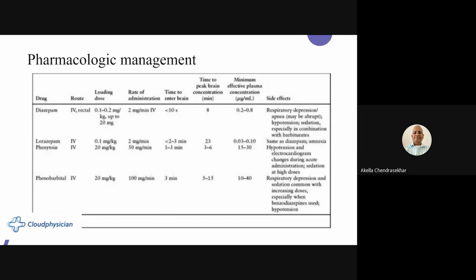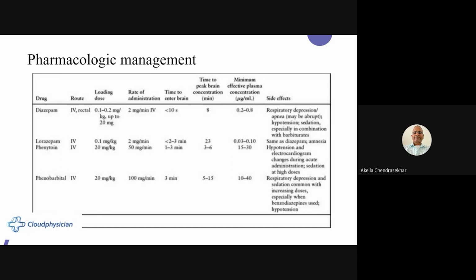Now you notice we can use diazepam, lorazepam, phenytoin, phenobarbital. These are the original things, but look at the side effects. You can get respiratory depression. You can get apnea. It may be abrupt with diazepam. With lorazepam, it is less, but you can still see it. The issue here is you have to watch for the side effects.